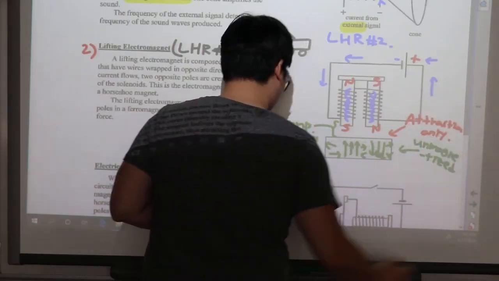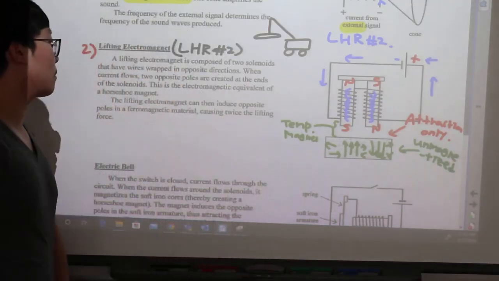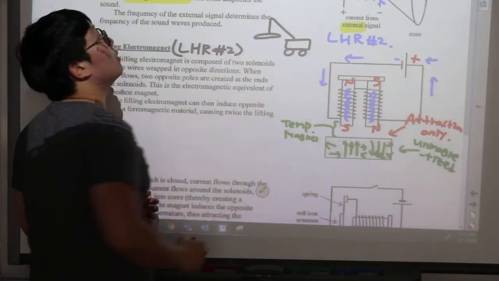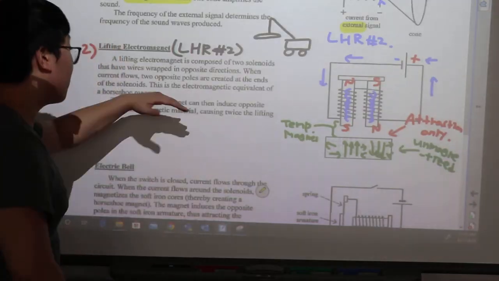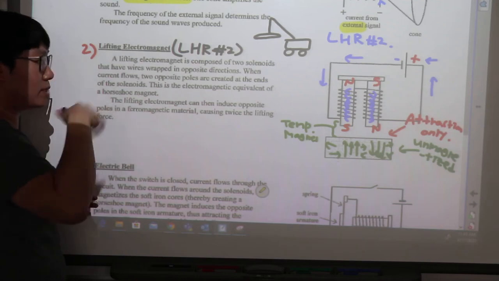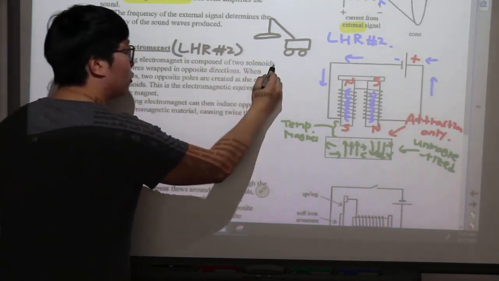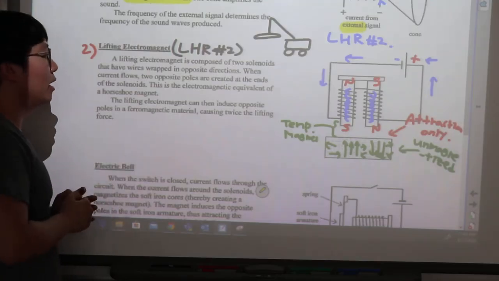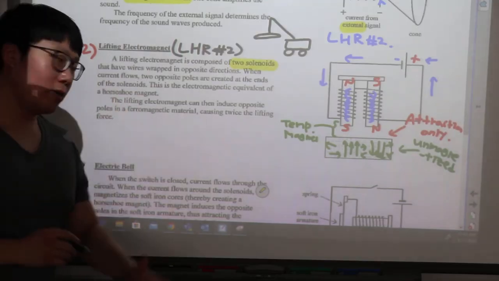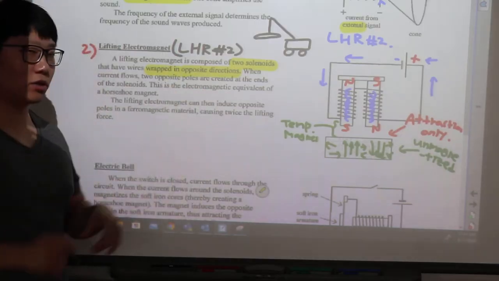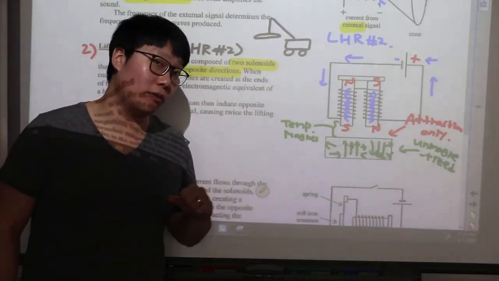So attraction only. If I highlight some of those sections, this is what I like to highlight. First thing first, a lifting electromagnet is basically composed of two solenoids. Please highlight that the two solenoids have wires wrapped in opposite directions. So one side will be south, another side will be north.